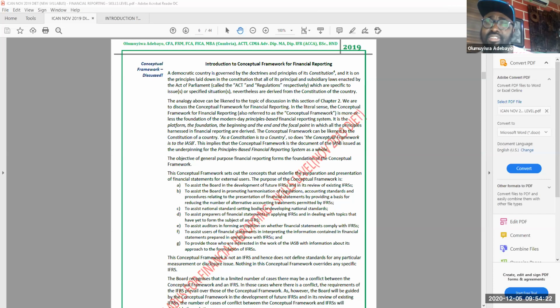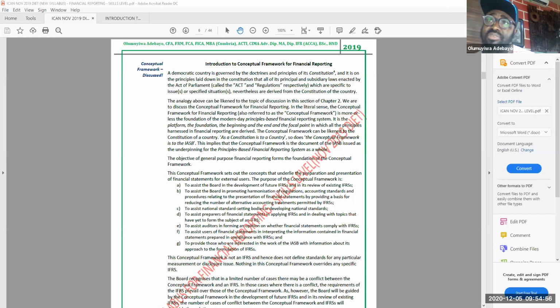Okay, and that is the Conceptual Framework. The Conceptual Framework is a document that is issued by the IASB. And of recent, effectively from March 2018, the framework was revised, rebuilt, and reissued for use. This framework has about 8 chapters that more or less serve as a guide to us as we move forward in our journey in financial reporting.